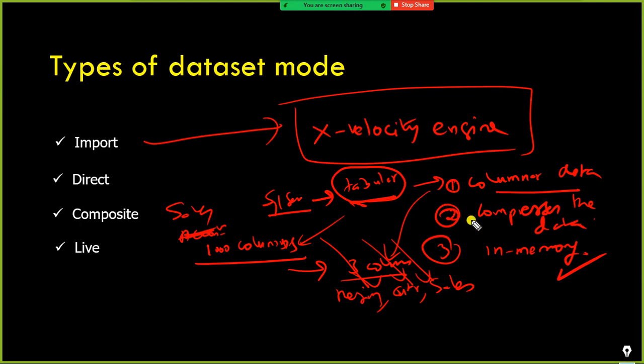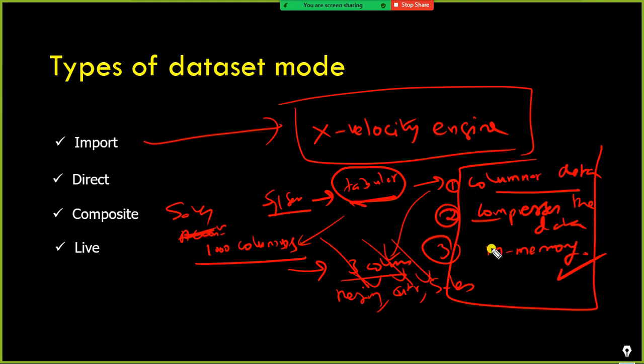It uses different compression techniques, value encoding, dictionary encoding, that I will discuss in detail as part of DAX. At the time of the DAX introduction, we'll take a deep dive into this. At this moment, you remember these three steps. In the case of import mode, the X velocity engine, which is the driving force behind Power BI Desktop, does these three steps.